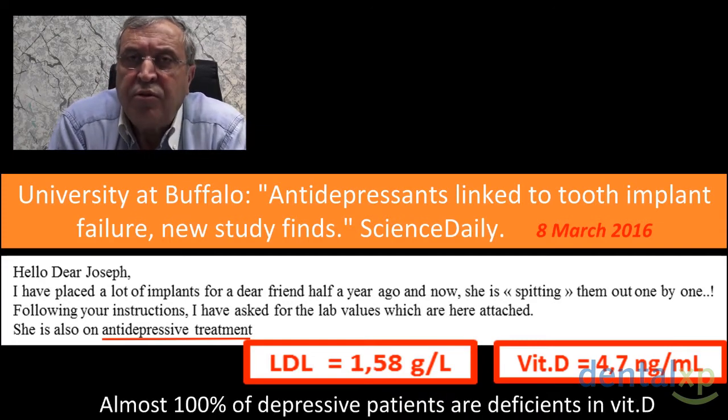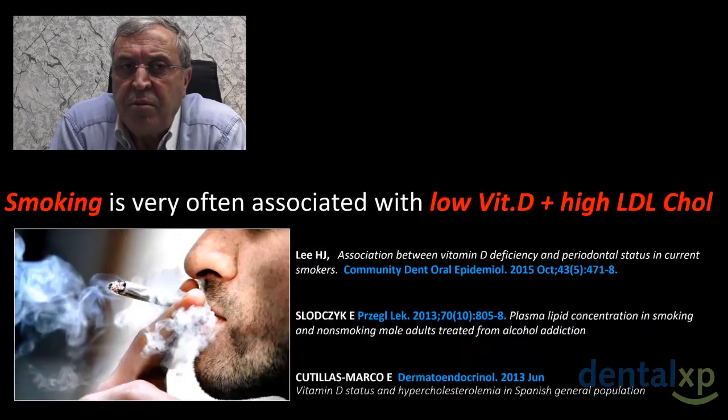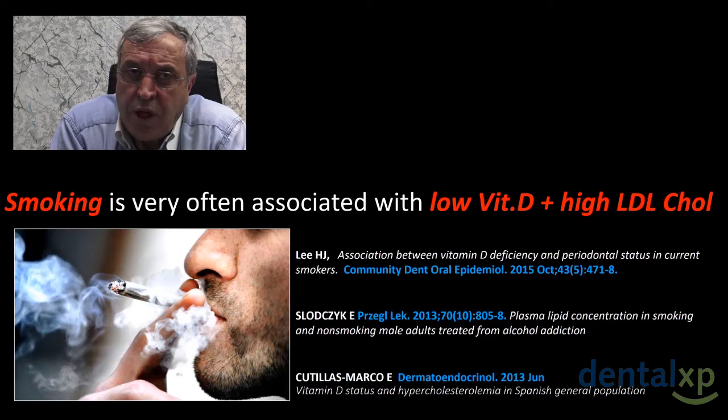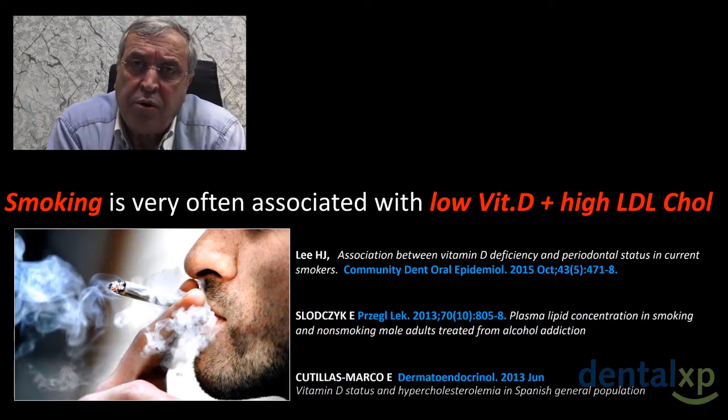Almost 100% of the depressive patients are deficient in vitamin D. Smoking is also very often associated with low vitamin D and high cholesterol. Today, from the medical point of view, the main problem of the smokers is not the smoking. The main problem is their vitamin D level and cholesterol level.